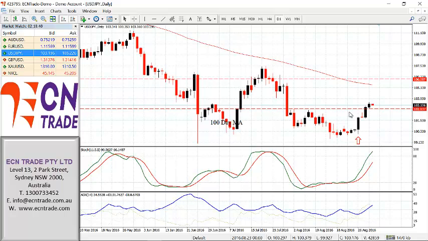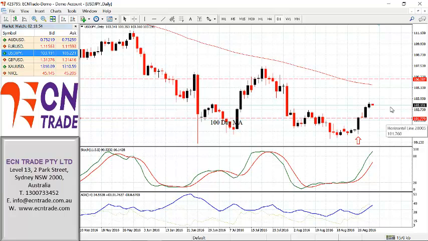Now a breakthrough of 101.80.95, which you can see is around this level here, negates the upside and would reopen the downside to 90.40 to 90.60. So do keep an eye on that today.